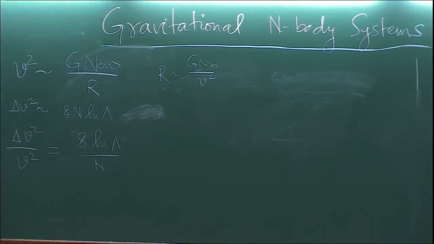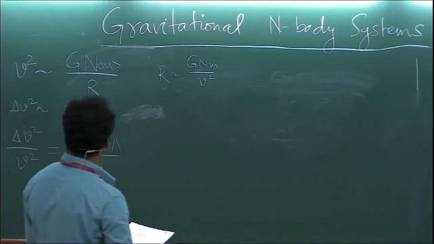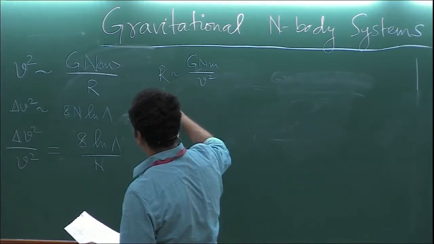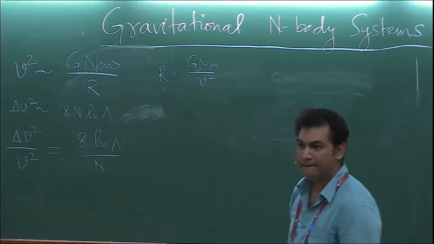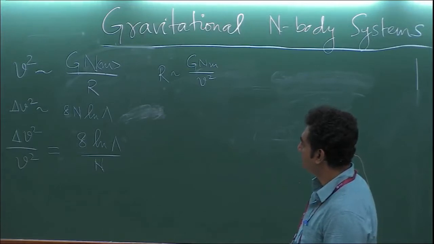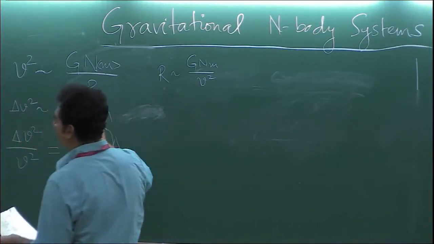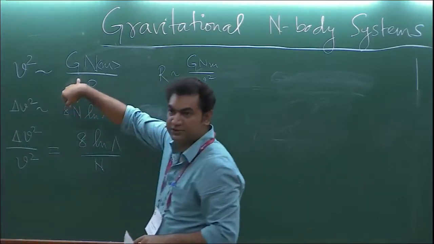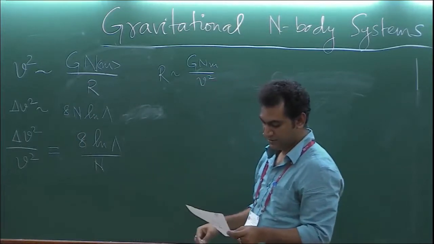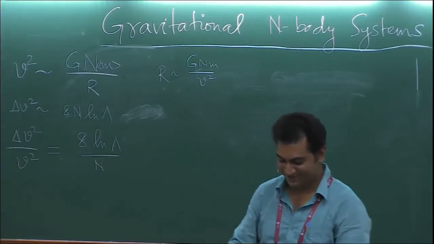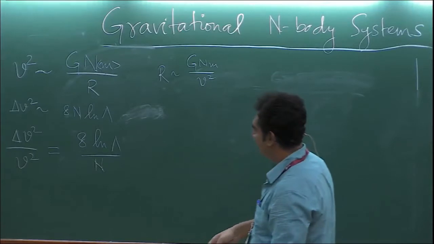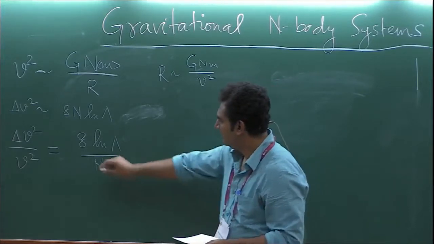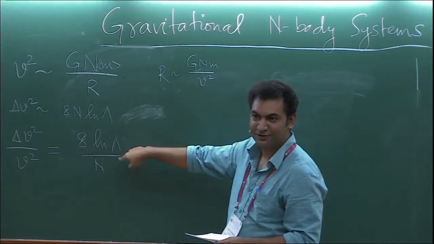Does it make sense? Doesn't make sense. GNM over V square. What am I doing? Ah, right. That's why it's not working. There is this constant; if you take this in here and then divide by v square, then it will become that. Yeah, when I did that, it felt like it was obvious. Right. So trust me that this happens. This may be incorrect, but it will definitely be of order log lambda over n.